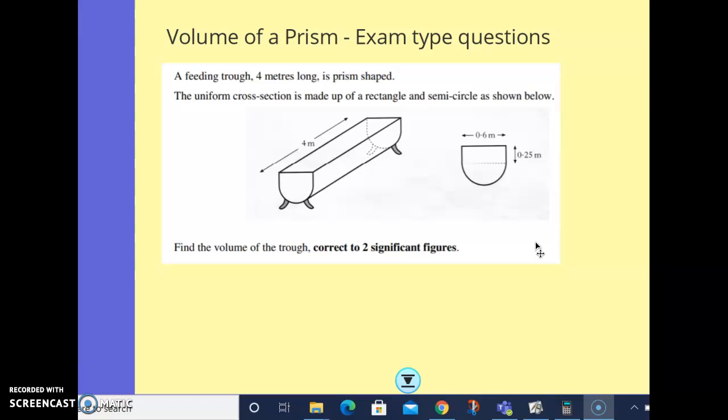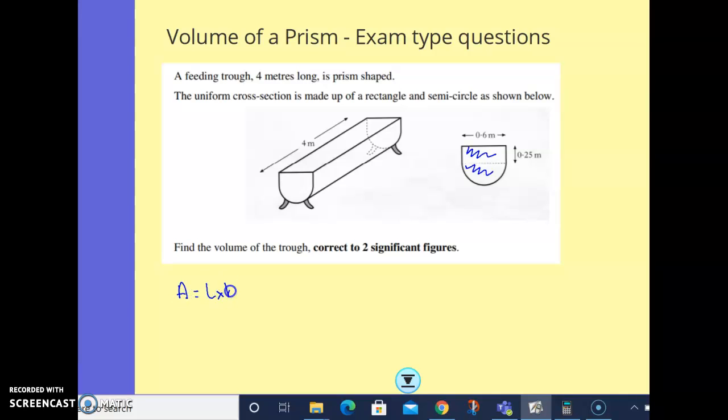Okay, so we've got this feeding trough, it's 4 metres long, it's prism shaped, the uniform cross section is made up of a rectangle and a semicircle as shown. That's this part here, and we want to find the full volume. What we need to start by doing is finding the area of this cross section, the area of this part here. So we've got two parts to this, we've got a rectangle and we've got a semicircle.